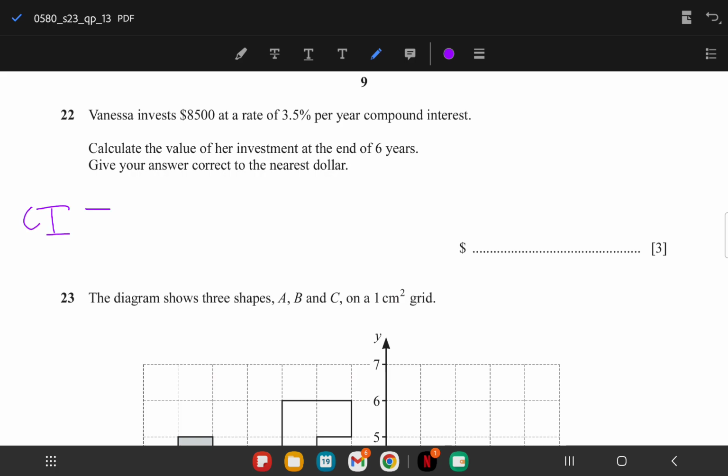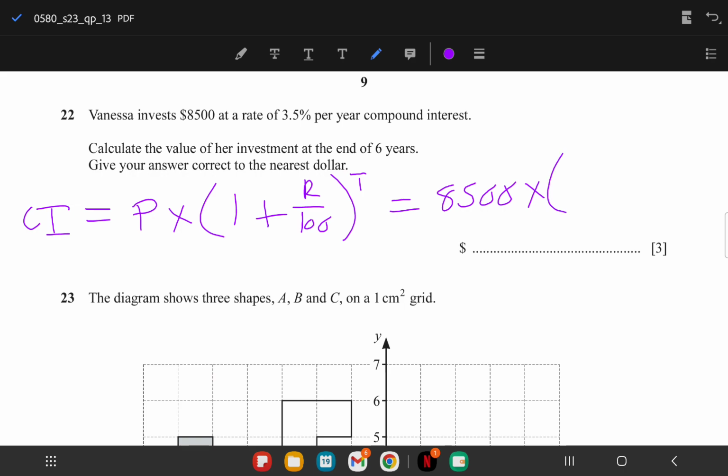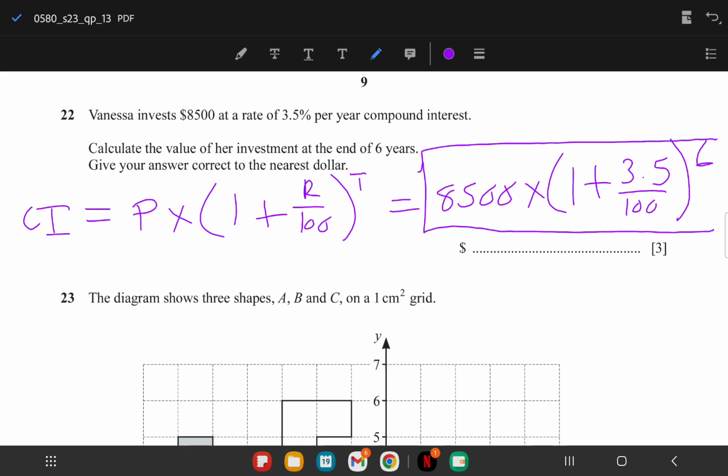Compound interest is equal to principal times 1 plus the rate over 100 raised to the power of time, okay? And if I substitute that, my interest is 8,500 times 1 plus, my rate is 3.5, so 3.5 over 100 to the power of 6. Now, if you punch that into your calculator as is with all the brackets, you should get your answer for the compound interest. Give it correct to the nearest dollar, so you just round it off to the nearest whole number.